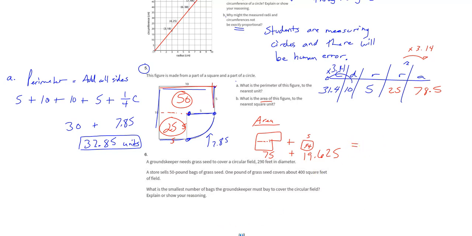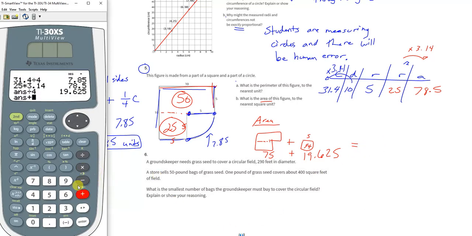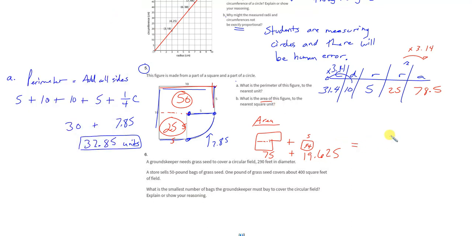I'm going to add 75 to my calculator number, and I'll have my answer, which turns out to be, drum roll, 94.625 units squared. And that's my answer. That's my answer, people.